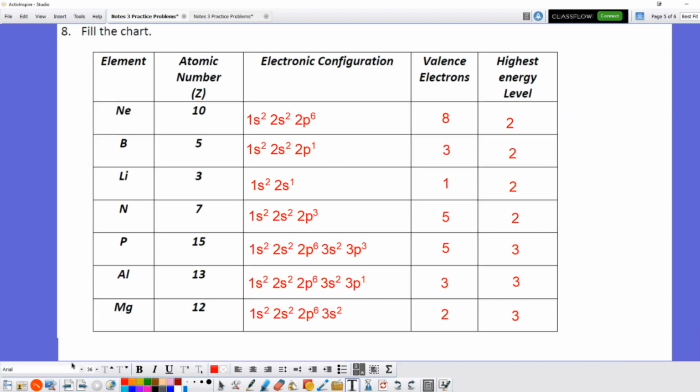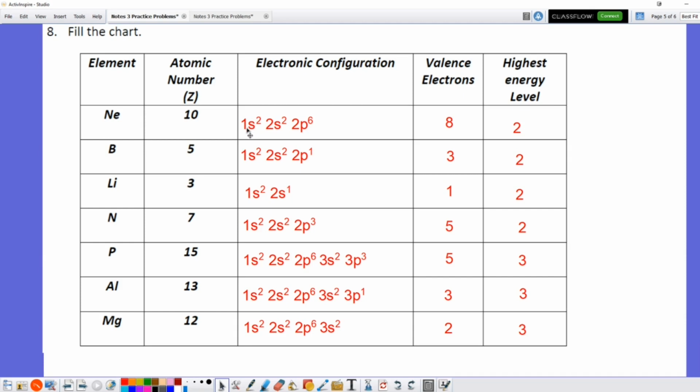For number 8, we want to fill in this chart, and hopefully you were able to fill out this chart on your own. I'm just going to show you the answers here and describe what's going on. For the electron configuration, I just went in the order of the electron orbitals and filled them up as I went. And just as a review, each s orbital can hold a maximum of 2 electrons. So we have 1s2 and then 2s2. Each p orbital can hold a maximum of 6, so this one has 6. And then I just keep on filling up all of the electrons until I run out of electrons.